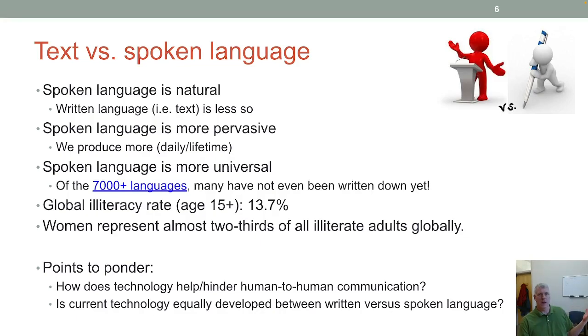If you just think about yesterday and how much you spoke or heard somebody speaking in comparison to how much you read or wrote yesterday, it's very likely that you spoke and heard language much more than wrote and read language yesterday, right? And spoken language is much more universal. Everyone with kind of normal cognitive ability learns to speak their native language, but not all learn to write, like I mentioned. And of the 7,000 plus languages in the world, many have not even been written down yet.